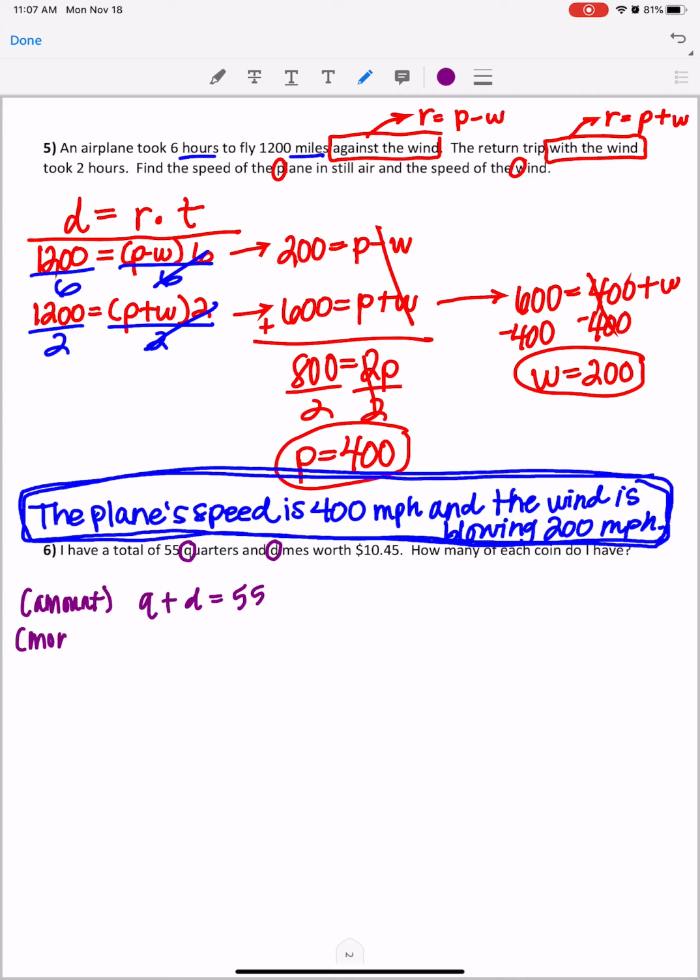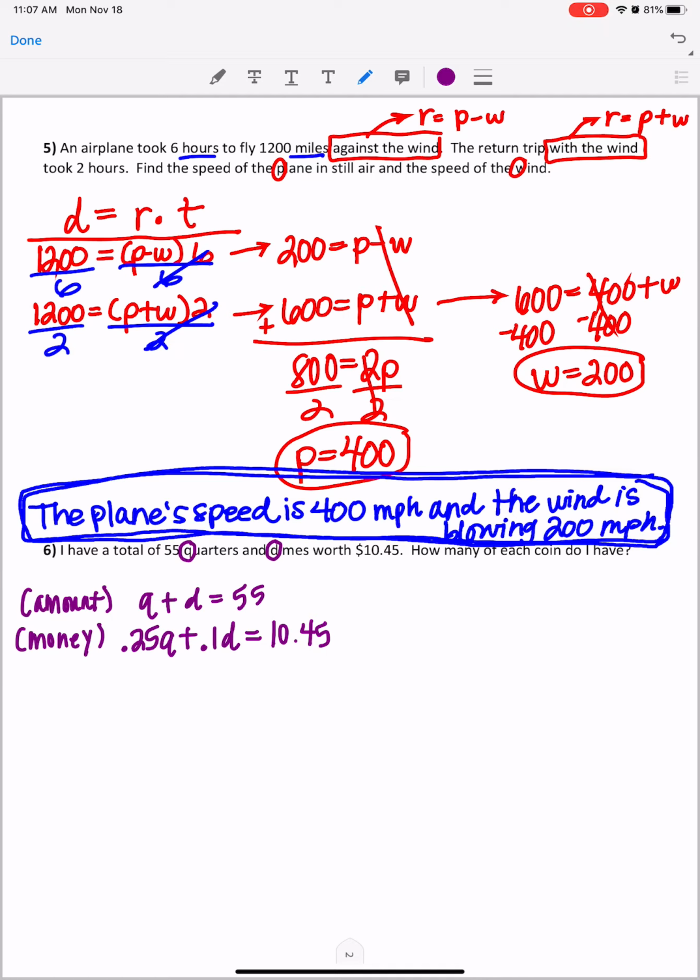Now one has to do with the money. How much is a quarter worth? That's 0.25. So 0.25Q plus how much is a dime worth? That's 10 cents. So you can either do 0.10D or 0.1D. And this needs to equal my total amount here, which is $10.45. So now let's solve.